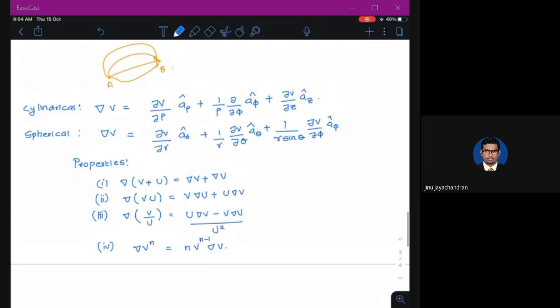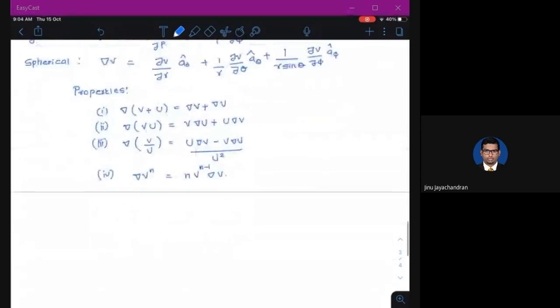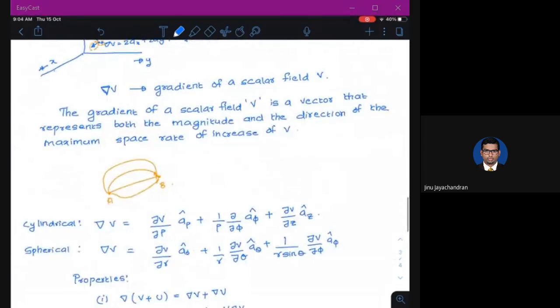Now, as I told earlier, as per the definition, del V gives the magnitude of the maximum rate of change in V per unit distance, and also points in the direction of the maximum rate of change in V. Okay, so those two are the properties of the gradient.